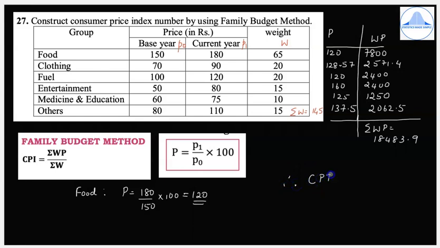So CPI is equal to 18,483.9 divided by summation W, which is 145. So we get CPI as 127.48.